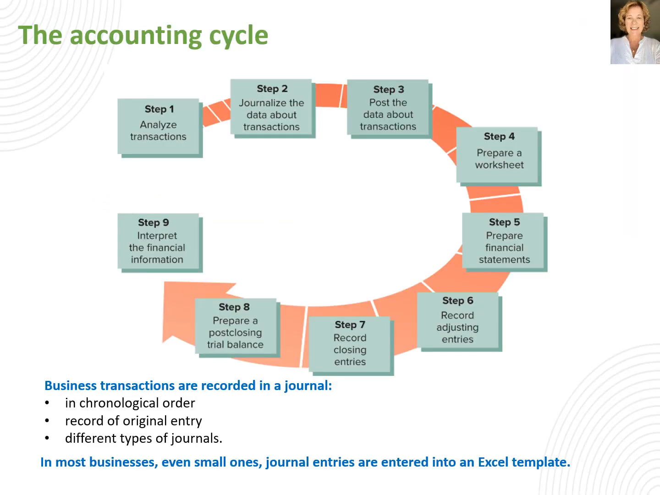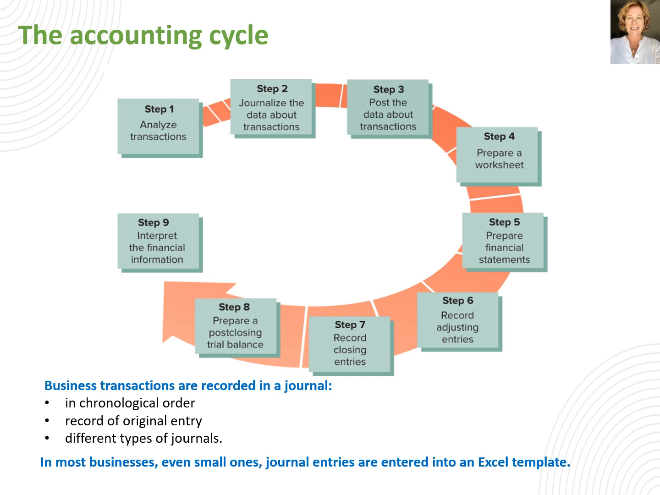The accounting cycle is a series of steps performed during each accounting period to classify, record, and summarize data for a business and to produce needed financial information. The first step in the accounting cycle is to analyze business transactions. We did that in chapters 2 and 3. The second step is to prepare a record of business transactions.